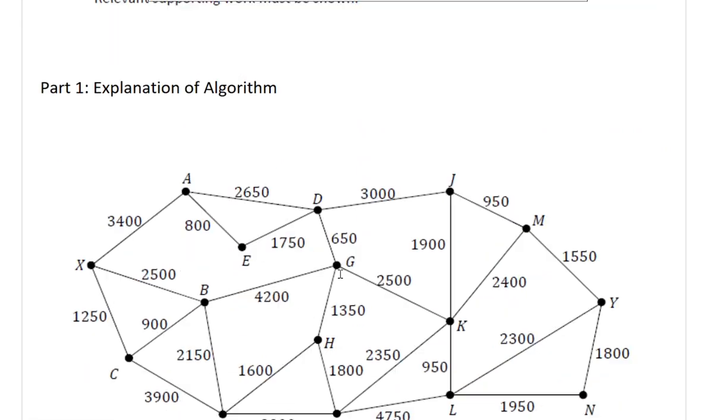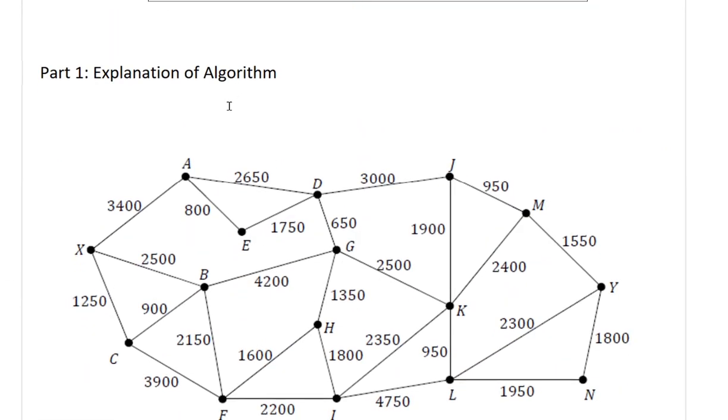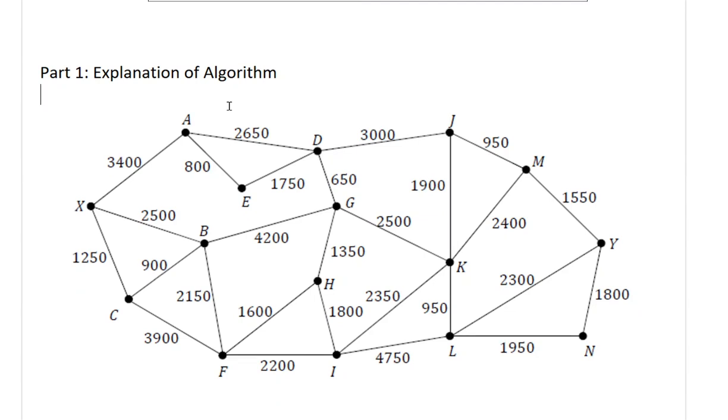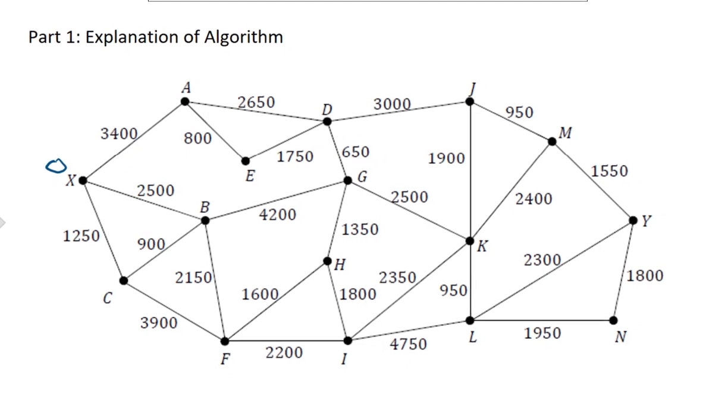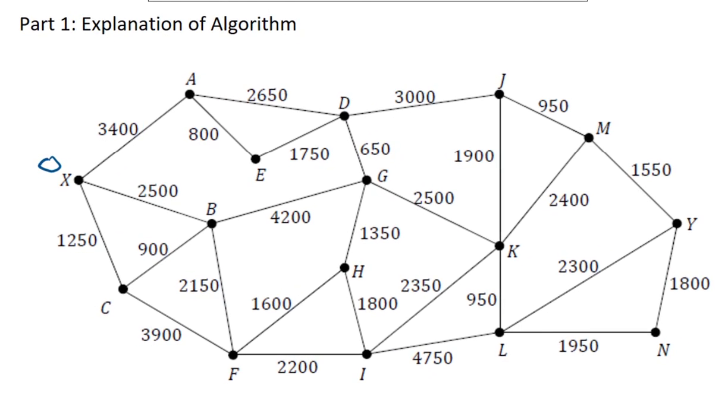So part one is explanation of the algorithm. With Dijkstra, we have our starting point, and our starting point here is x. At x, the distance is 0 away from the point x, so our starting point is 0 away from where we started, which makes sense. What we then do is, from x, find the distances to all other nodes that are connected to x. In this case, it's A, B, and C.